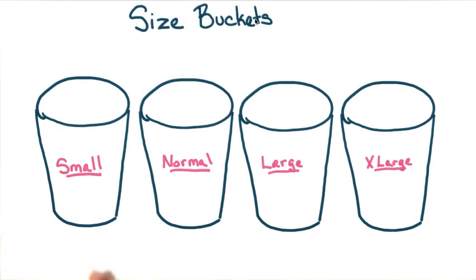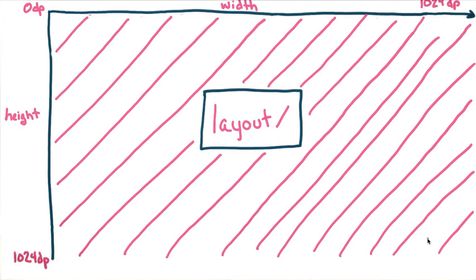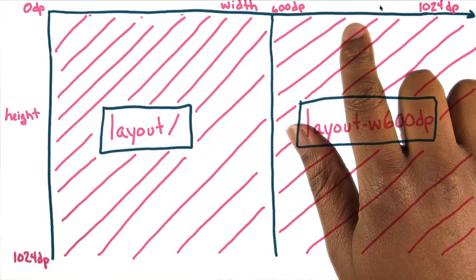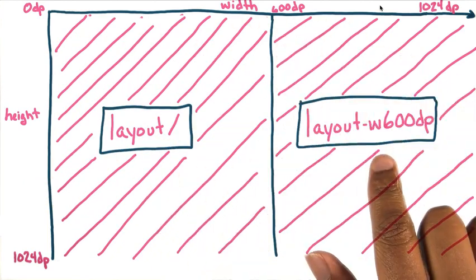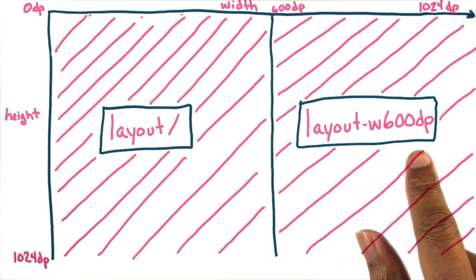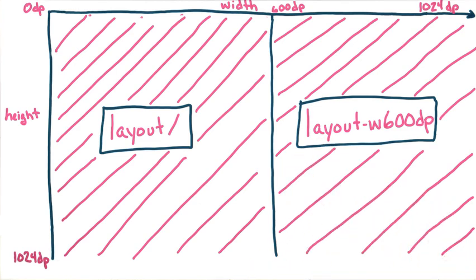There's also small, normal, large, and extra large size buckets. These are less useful, and because they don't give you as much control, they're considered deprecated. So going back to breakpoints, say we chose a breakpoint of 600 dips. Once the screen is wider than 600 dips, we want to tweak our UI. For this, we add the W600dp directory qualifier to hold whatever new resources we create.